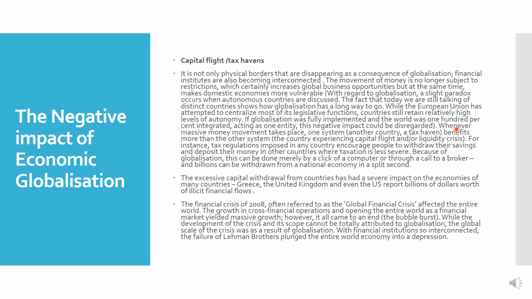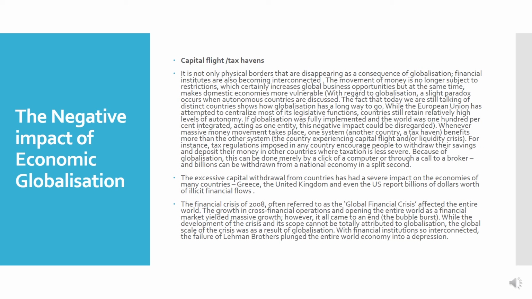Now, whenever massive money movement takes place, one system, that is one country, benefits more than the other. The country experiencing a liquidity crisis, let's say, or the tax capital flight. For instance, tax regulations imposed in any country encourage people to withdraw their savings and deposit their money in other countries where taxation is less severe. Because of globalization, this can be done merely by a click of a computer or through a call to a broker. And billions can be withdrawn from a national economy in a split second. And it can actually jeopardize the stability of the economy of that country, right?